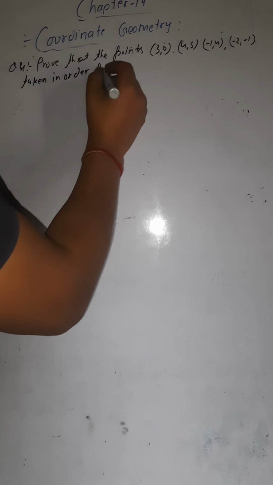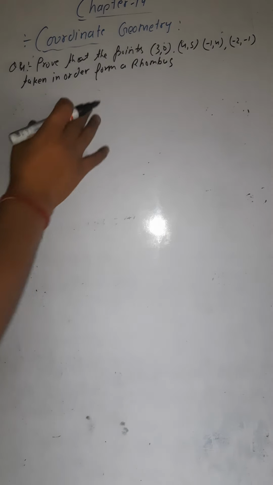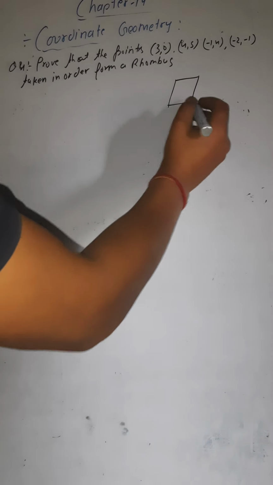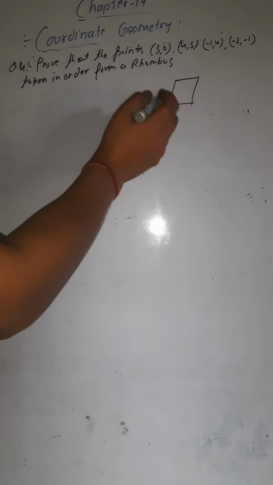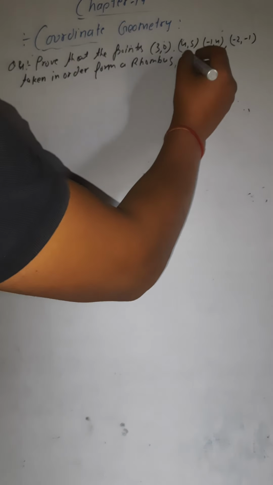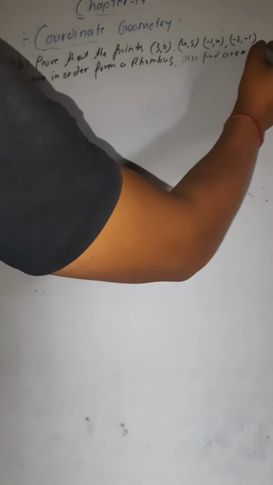Rhombus means these four points are forming a rhombus. Rhombus is just like a square, all sides are equal here also, but diagonals are not equal. So it is a rhombus. So again, you have to prove these points are forming a rhombus. And one more thing, also find the area of the rhombus. Means the rhombus which is being formed, you have to find the area of that rhombus.